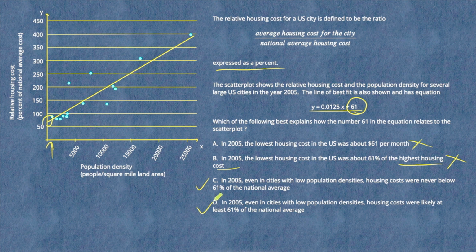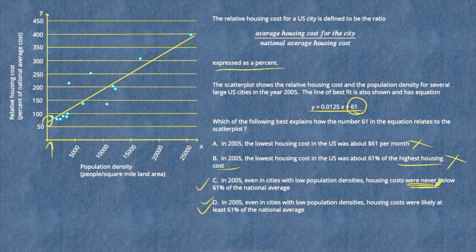And here I would go with D, and I'll explain the reason why I'm going with choice D. In C, it says in 2005, even in cities with low population densities, housing costs were never below 61%. So in statistics, normally when you look at any graph or when you plot some scatter plot, you never say never, because there is no guarantee that it would have never been. There could be some housing costs that were below 61%. There is no guarantee for those types of answers.